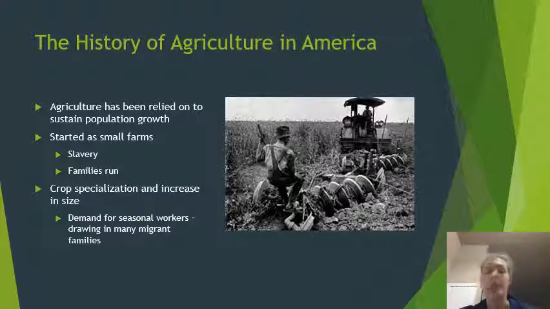Farms started out very small. Generally, they were run by either slavery or they were family operated. But as time happened, crop specialization did occur in a lot of farms, and farms tended to increase in size. Because of the size increase and the end of slavery, there was a demand for seasonal workers, and this drew in a lot of migrant families.